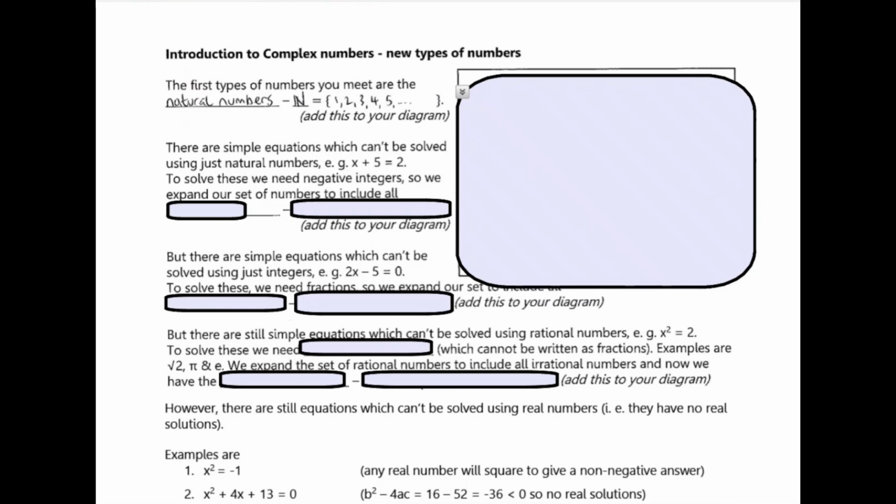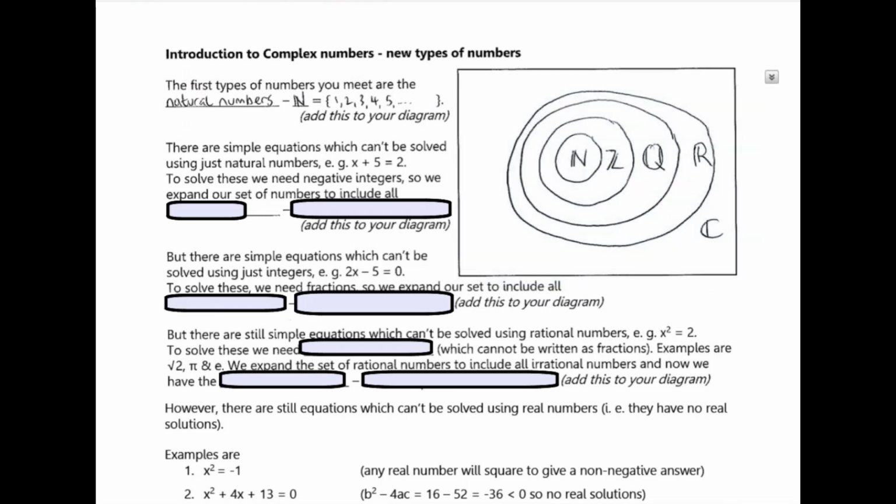We're going to build up a diagram of these numbers. On your diagram, add in a circle with an N in the middle to represent the natural numbers. However, natural numbers can't solve everything. There are some equations which we can't just use natural numbers for. For example, here we've got x plus 5 equals 2. You know that this solves to x is minus 3.